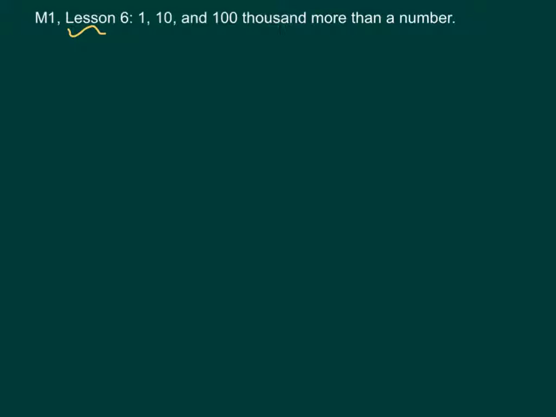So anyway, this is lesson 6, and we're talking about 1, 10, and 100,000 more than a number. I want to talk about this title for just a second before we go on. First of all, it has the word "and" in it, which means we're going to have at least two things. If I look on either side of the "and," I see those two numbers, and in fact, there's this one over here. So there's three things that go with the word thousand.